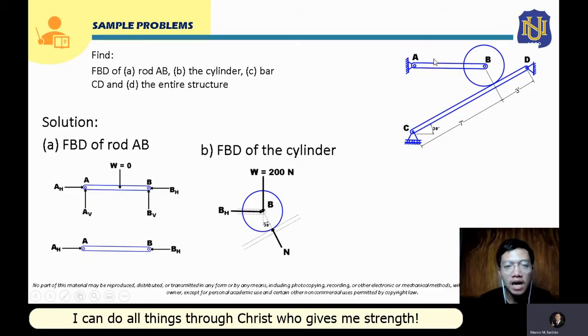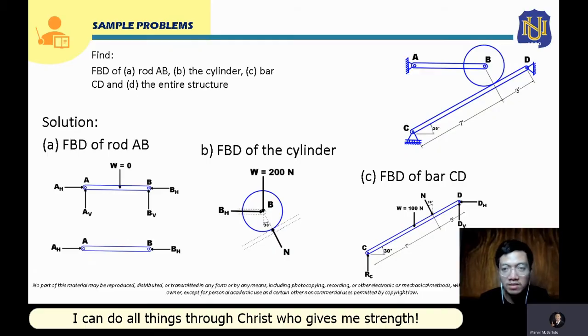Now, let's proceed to constructing the FBD of bar CD. This will now be the free body diagram of bar CD. Again, our bar CD is this bar. Our first step is to draw this bar CD assuming that the supports are removed. In this case, the supports of bar CD are a roller at point C, and here at point D, a hinge or pin support.